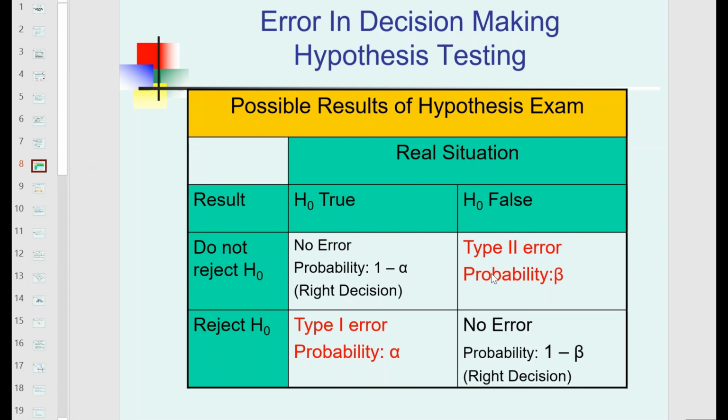So it falls under type 2 error because you do not reject H null when it is wrong. So it falls under type 2 error. Okay. And then reject H null, okay, when you reject H null when it is true, this is called type 1 error probability. And the opposite happens to your H null when it is wrong.